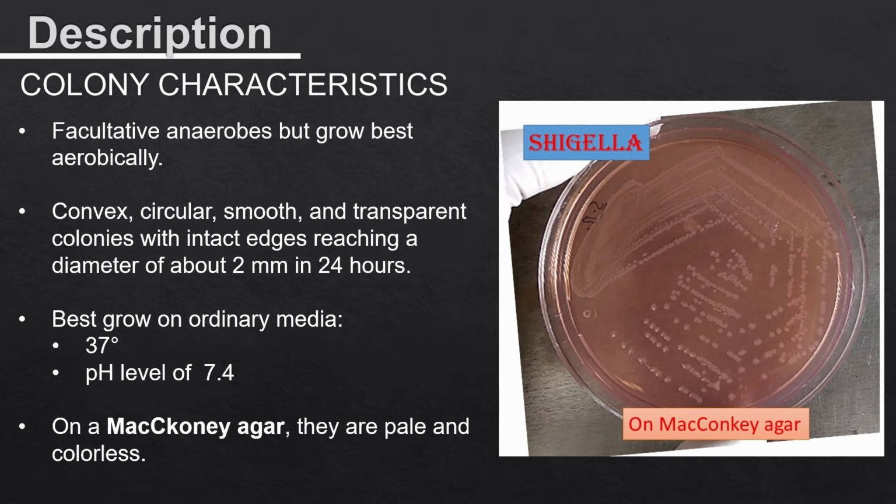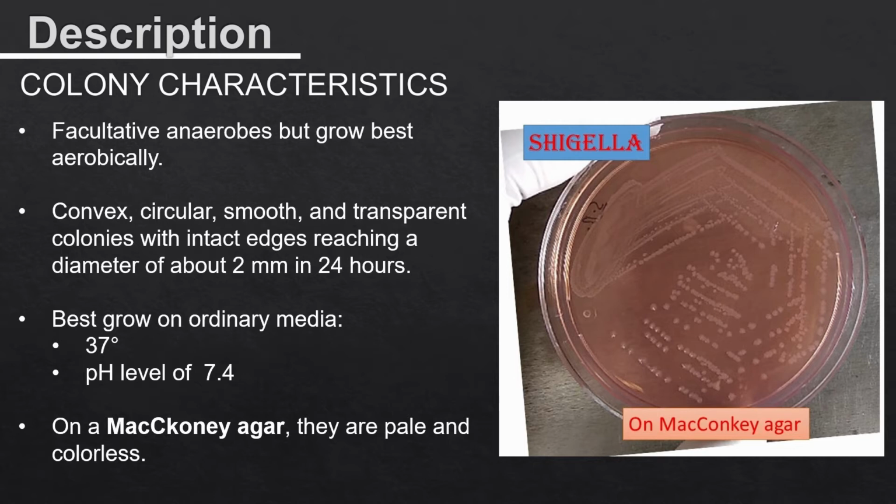For their colony characteristics, Shigella are facultative anaerobes but grow best aerobically. They are convex, circular, smooth, and transparent colonies with intact edges reaching a diameter of about 2 millimeters in 24 hours. They grow best at a temperature of 37 degrees with a pH level of 7.4 on ordinary media.